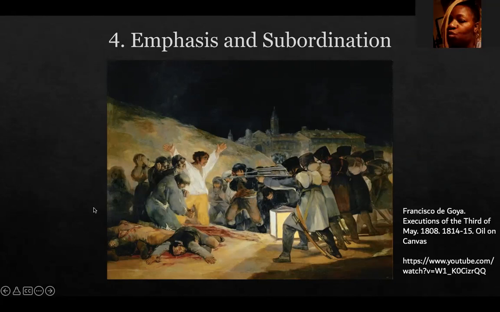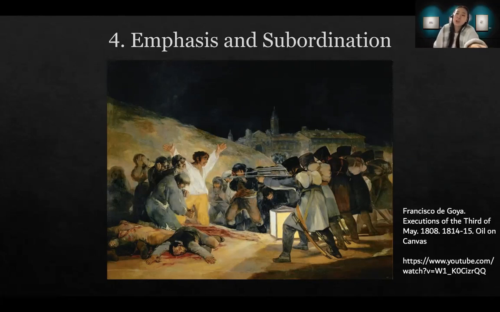So this is Francisco de Goya's painting. And Goya was a Spanish romantic painter and printmaker. He is considered the most important Spanish artist of the late 18th and early 19th centuries. So this is a historically great painting. So please watch a video about this painting.